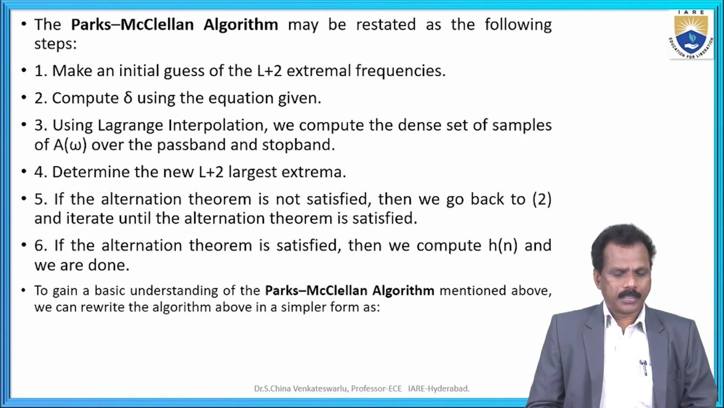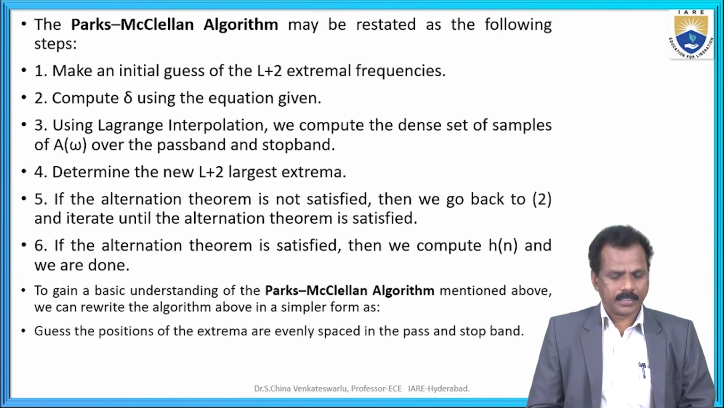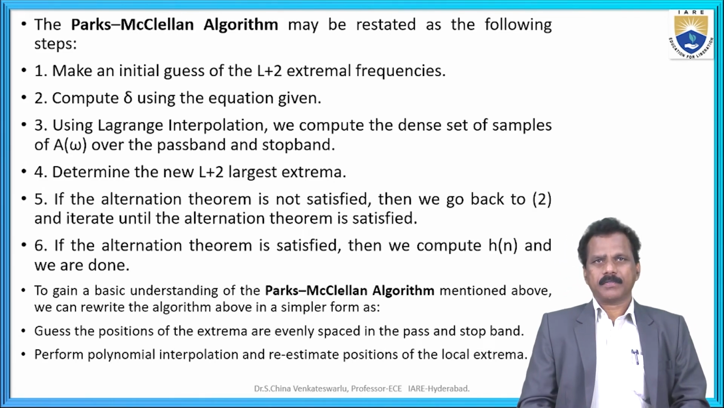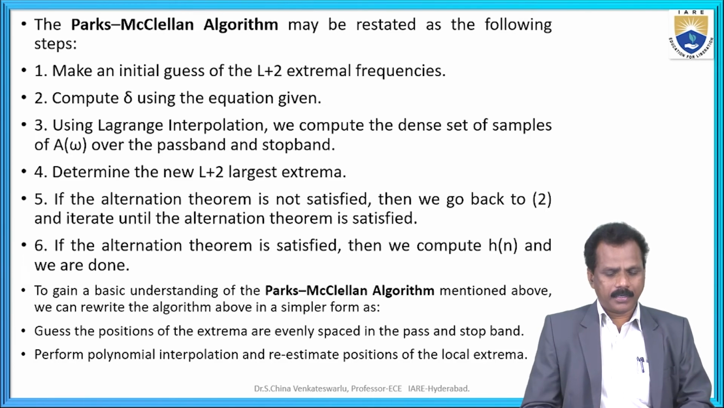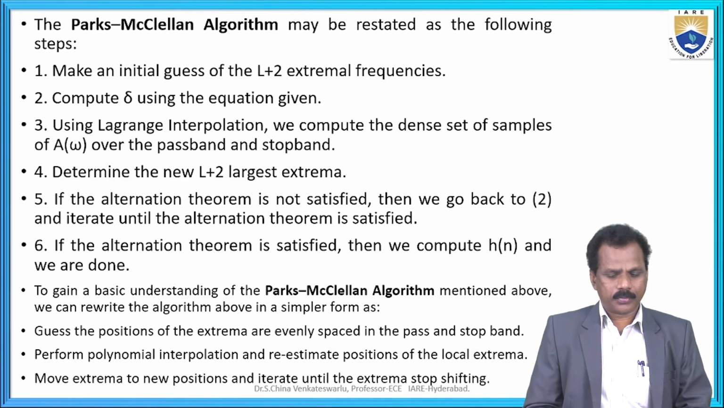So finally, to gain a basic understanding of the Parks-McClellan algorithm, mention all above steps. We can rewrite the algorithm above in a simpler form: guess the position of the extrema, evenly spaced in the passband and stopband. Then perform polynomial interpolation and re-estimate the position of the local extrema. Finally, move the extrema to new positions and iterate until the extrema stop shifting.